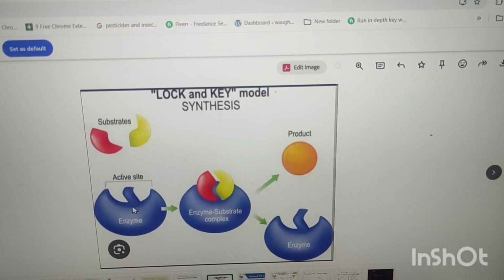When both of these are attached in the presence of the cofactor, the enzyme-substrate complex will be formed. The substrates are also known as the reactants. When the reactants are completely attached to the enzyme's active site, they begin to convert into product.